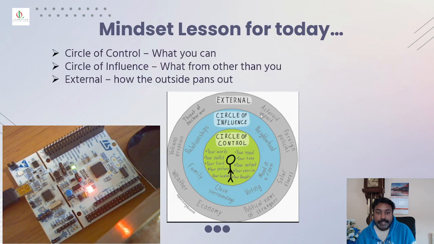So the external, like the foreign policies, the political views of strangers, the economy, the weather, volcanic eruption, these are all out of our control. So these we can't change, but we can do the control. Once you control your inner circle, that will generate a good positivity with the circle of influence, and these two will generate a very good positivity with the external, with the environment, with the universe.